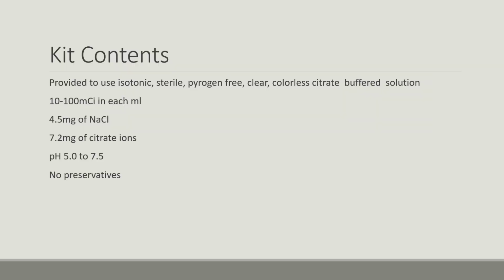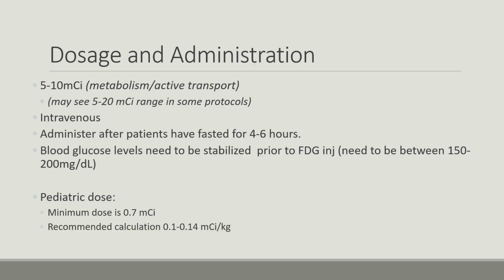The kit contents for FDG: it is provided as an isotonic, sterile, pyrogen-free, clear, colorless, citrate-buffered solution. It comes in 10 to 100 millicuries per milliliter, with 4.5 milligrams of sodium chloride and 7.2 milligrams of citrate ions. The pH should be between 5 and 7.5, and there are no preservatives.